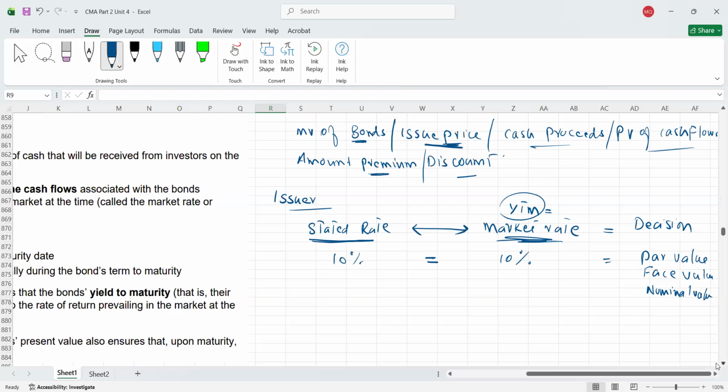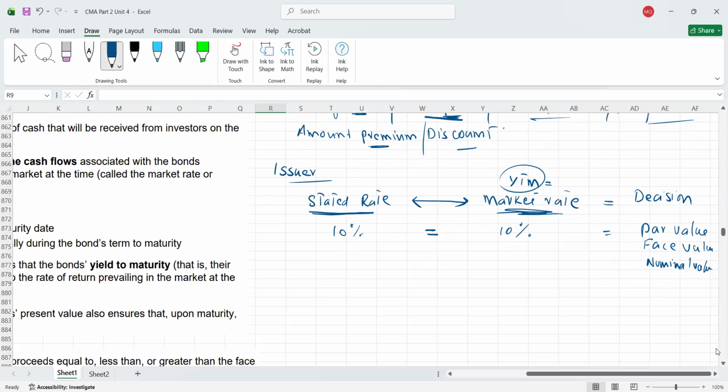The second scenario is if your stated rate, for example, is 10% and the market rate is 8%. Like in the market, the rate of interest required by investors is, for example, 8%, but you are paying 10%. It means we can say that the stated rate is greater than the market rate, or the market rate is lesser than the stated rate. In this scenario, bonds will always be issued at premium.